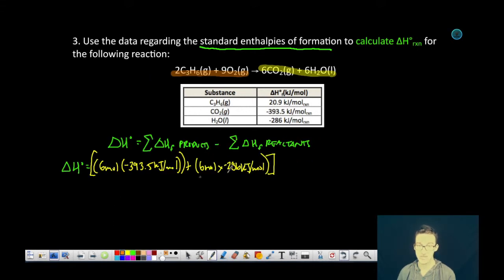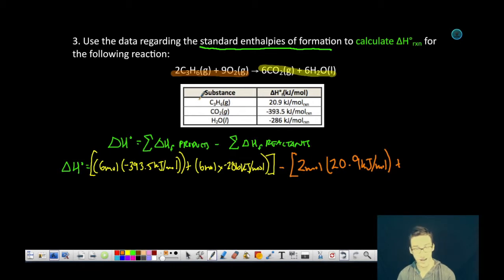Then we just need to sum together the enthalpies of formation for our products. As we take a look, we've got 2 moles of our C3H6, which has an enthalpy of formation of 20.9 kilojoules per mole. And then, oh man, we have another reactant here that is not listed in our convenient data table.